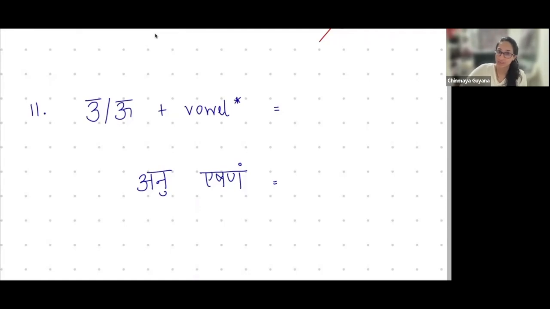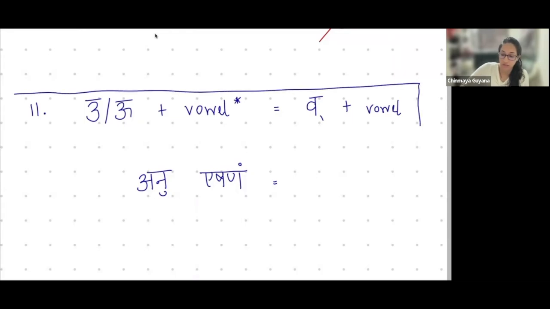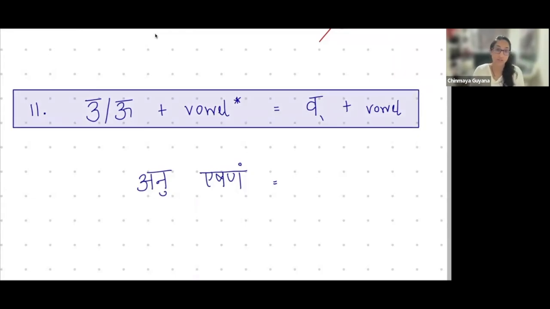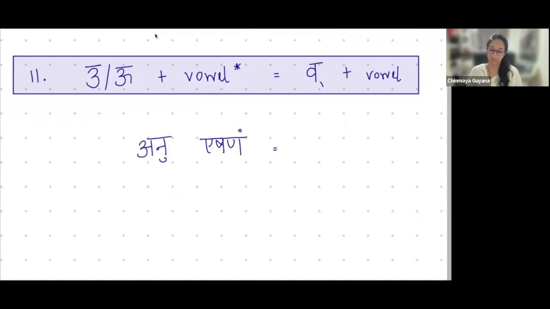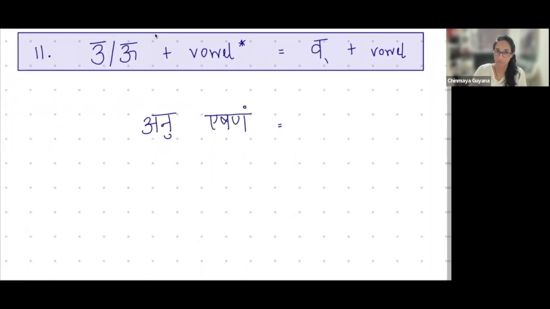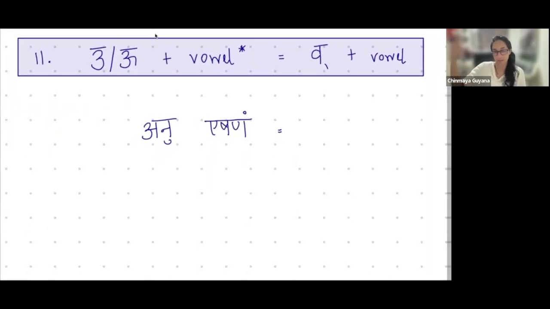So the rule here is when you have a word ending in u or oo, meeting a word starting with any other vowel except u or oo, you get vahalant plus the vowel. That means the oo sound is going to change into a v sound, and the rest of the word remains the same. So now you try and write this out. Again, please break it up first, and then it will connect more easily in your mind once you go to the homework.